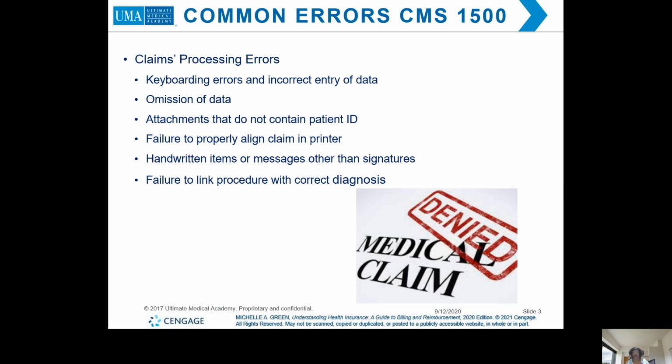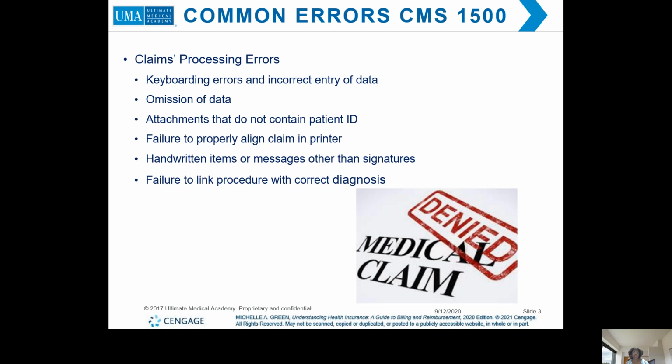And here we go. Failure to link a procedure with the correct diagnosis. That has to do with medical necessity. On the claim, we did look at the diagnosis area, which is block 21, and the procedure area, which is block 24. If the procedure is not matched with the correct diagnosis, you will not get medical necessity, which is the rule for every procedure. It has to be medically necessary, and if it's not shown like that on the claim, it won't be paid. And then we'll have a problem.